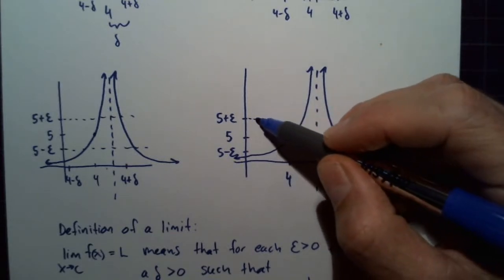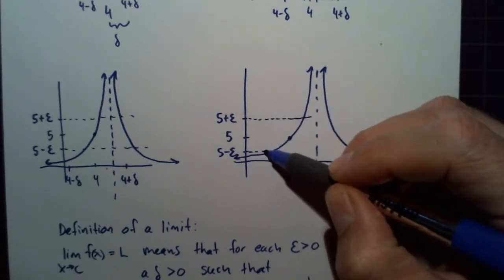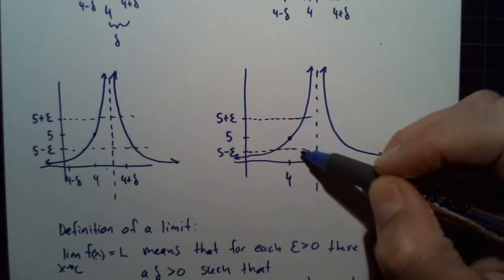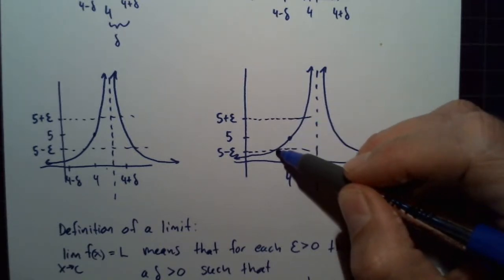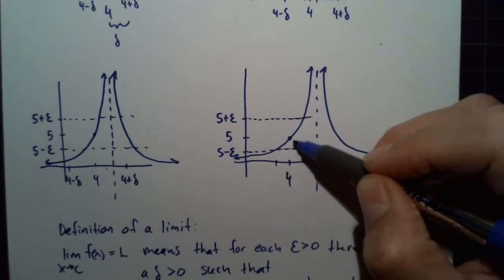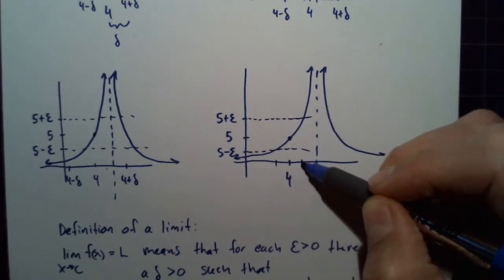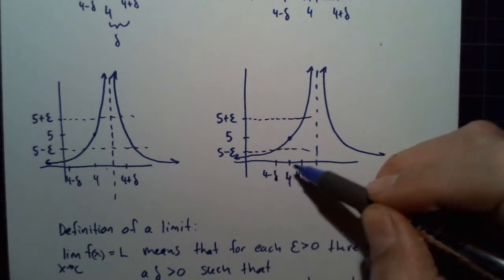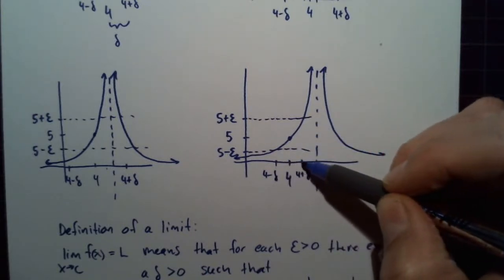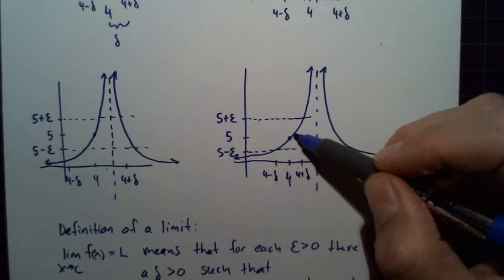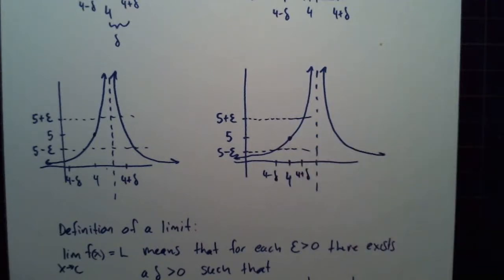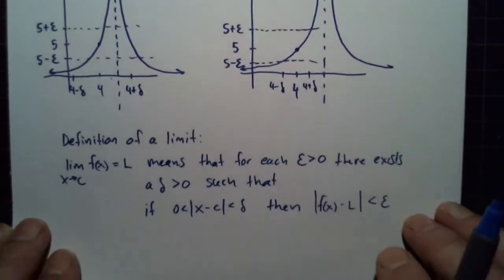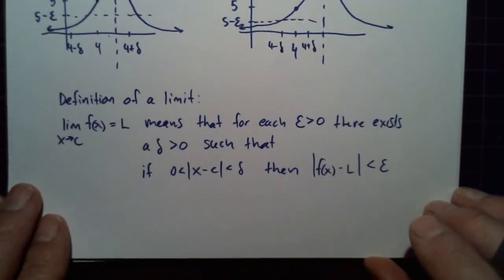And if we just looked at epsilon, and that establishes that interval, we could say that if we move up delta, so there's 4 plus delta, and here's 4 minus delta, that every x value within delta of 4 will have a y value within epsilon of 5. And those concepts are what are used in this definition of a limit.